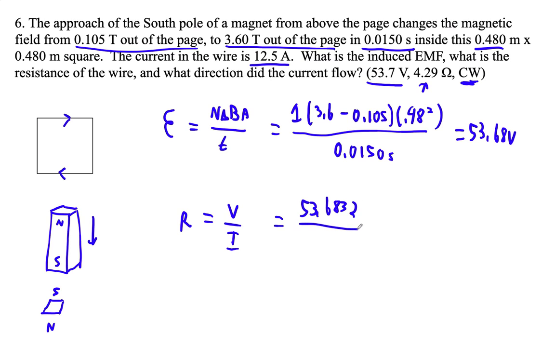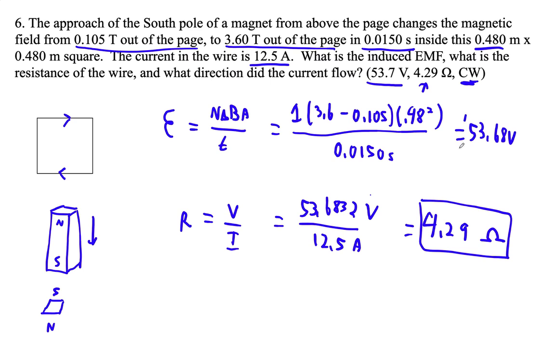53.6832 divided by 12.5 amps. So I'm going to divide the number on my calculator by 12.5, and I get 4.29 ohms. 4.29 volts per amp. No place like ohm. All right, and clockwise.